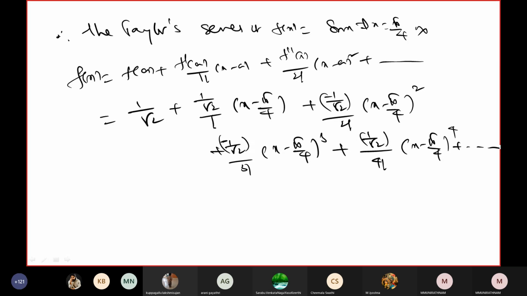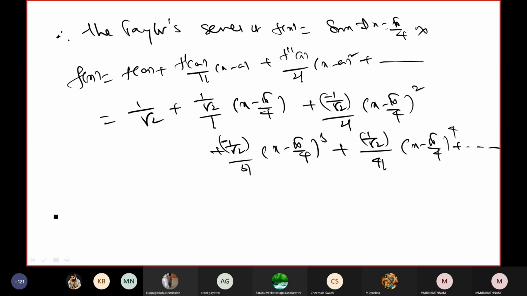And so on. Any doubts, please? Is it correct? Any doubts, please? So likewise, you can find the Taylor series at any point of x equal to a.